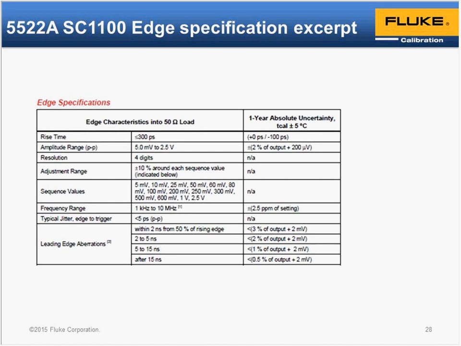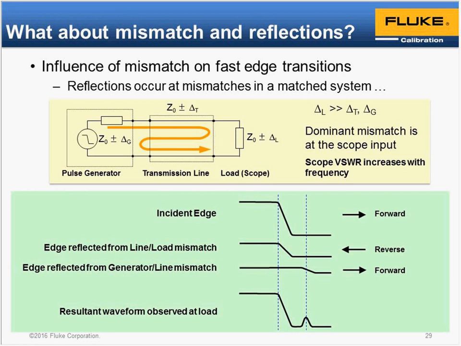So how does mismatch affect these measurements? I just want to touch on the influence of mismatch on fast edge transitions before we end the session. A brief slide here: I've depicted a situation where you have a generator with its output impedance, normally 50 ohms, the transmission line, also normally 50 ohms, and a load, which of course is the input to the oscilloscope. Now, the dominant mismatch here is at the unit under test input. As we've said already, that has the greatest difference from the normal 50 ohms, and the scope VSWR increases with frequency.